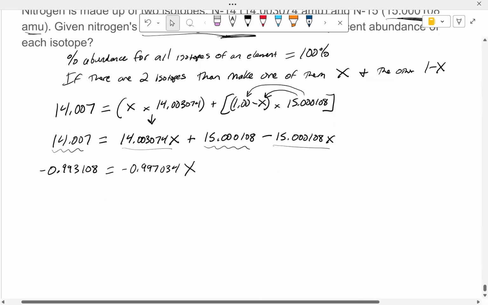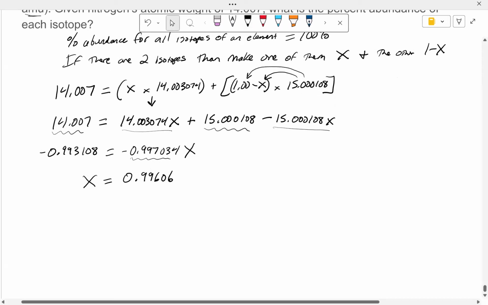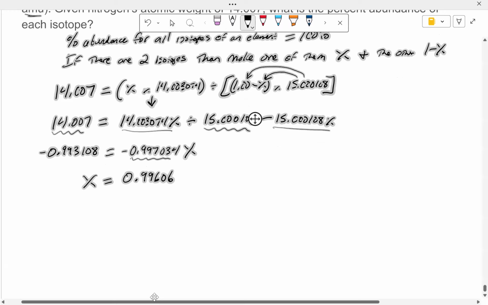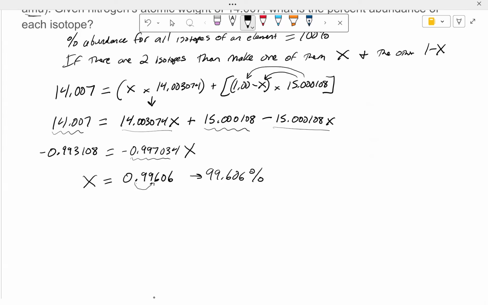And now I just solve for x. Divide both sides by this term here. And I get that value of x. Now remember, that's a decimal. Percent abundance needs to be expressed in percentages. So how do I do that? To go to a percent, I'm just going to take this decimal point and move it over 2 places. So that becomes 99.606%. And that's how much nitrogen 14 we have. Actually, I'll use this symbol here, N14.